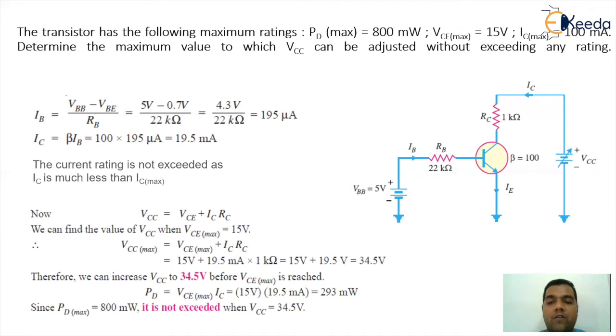This 293 milliwatt is less than 800 milliwatt, which implies it is within the range. If you observe carefully, the maximum possible dissipation supported for the transistor was actually 800 milliwatt. That is the rating given as per the data. For the VCC going to 34.5, the dissipation went to a value of 293 milliwatt, which is much less compared to the max limit permitted. So I can make the VCC go till 34.5. So the value of the VCC is 34.5.